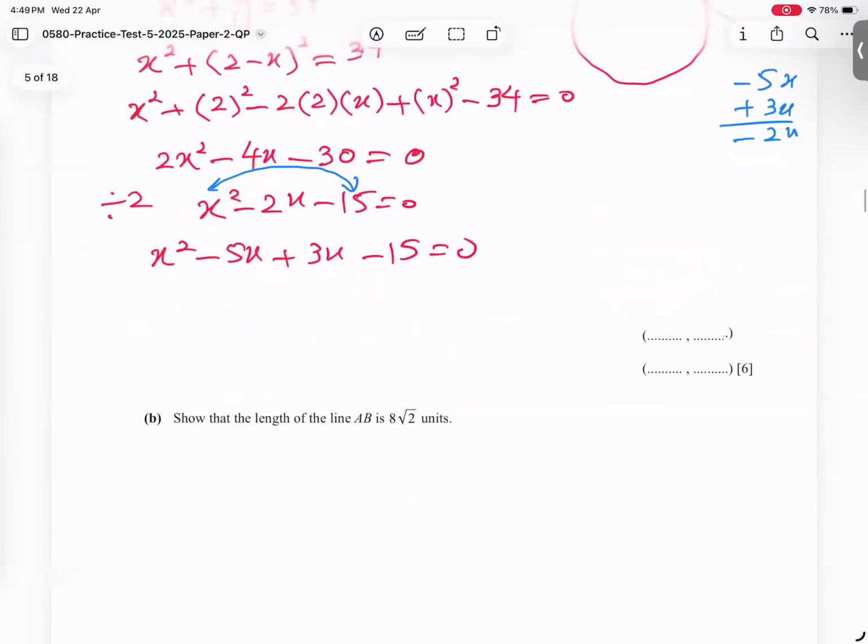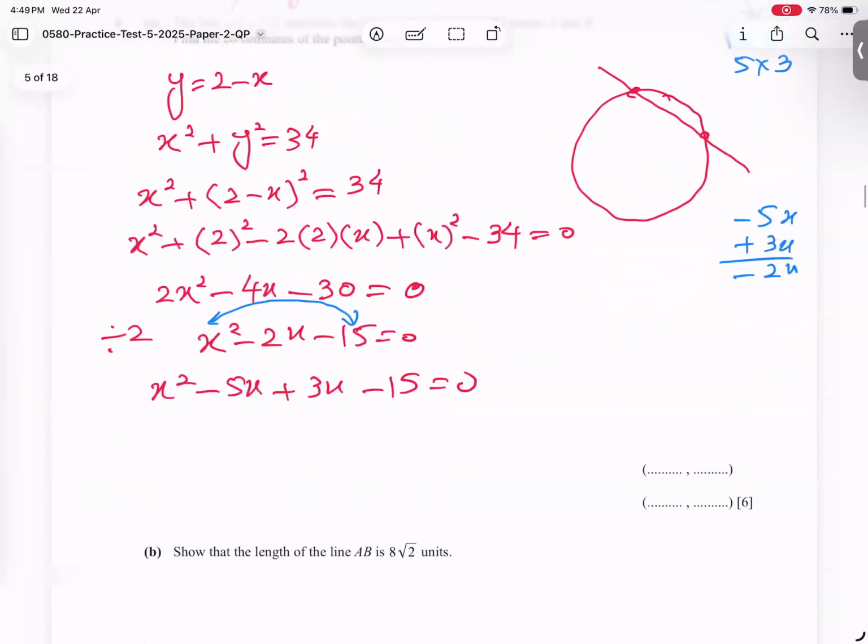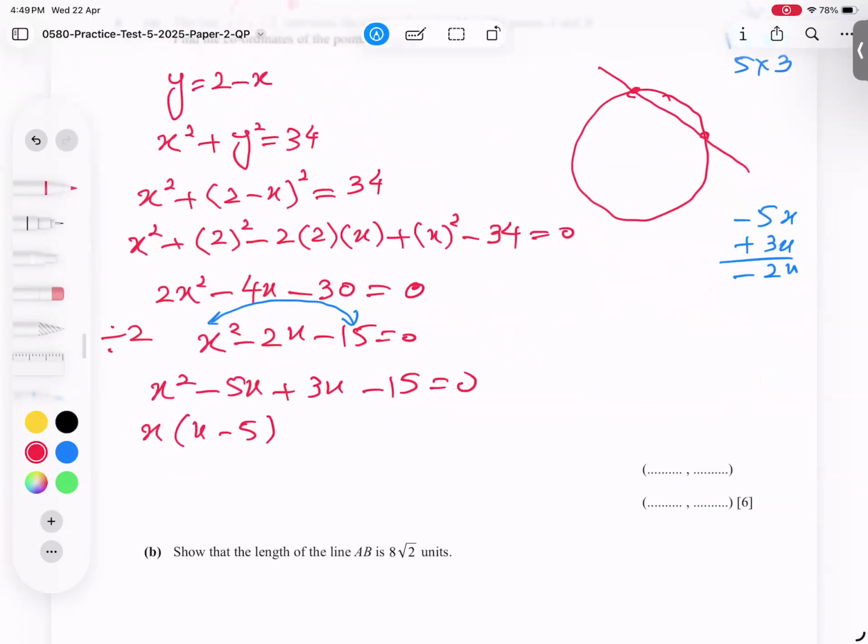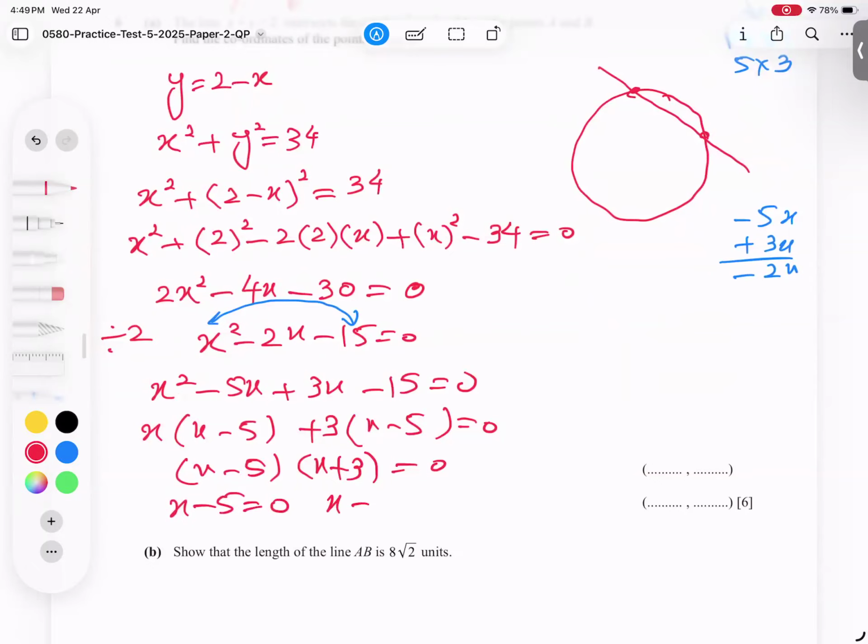Okay. From here, what is common? x is common, so I got x minus 5. And here, 3 is common, so x minus 5 again. We get x minus 5 equals 0 and x plus 3 equals 0. So 1 times x minus 5 equals 0 and 1 times x plus 3 equals 0. We are getting 5 and we are getting negative 3.